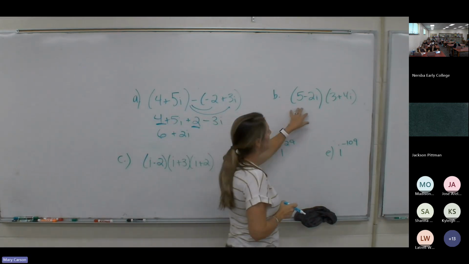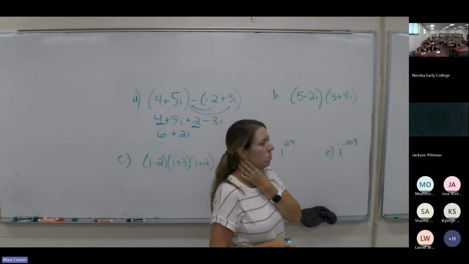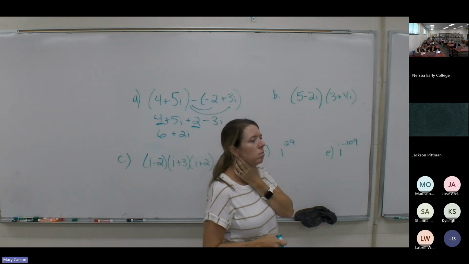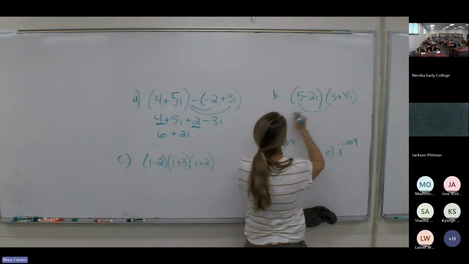Alright, this one we're gonna multiply. We can do the box or we can do FOIL. Which one do you guys use most often? I do FOIL myself. FOIL, okay. 5 times 3 is 15.